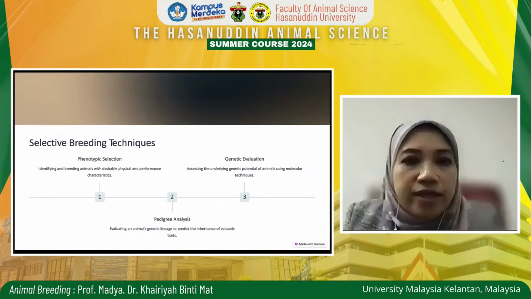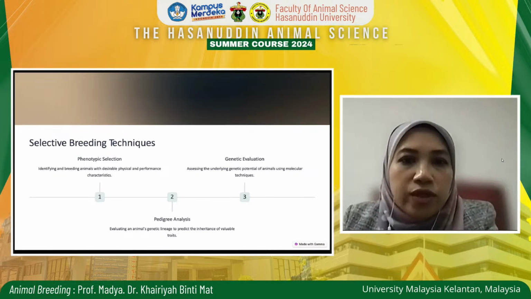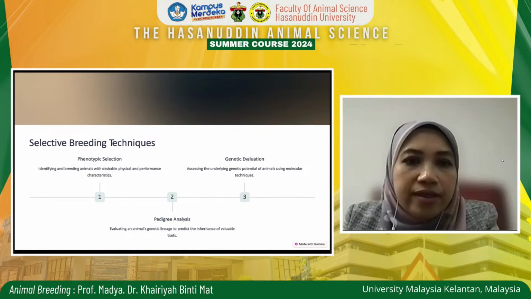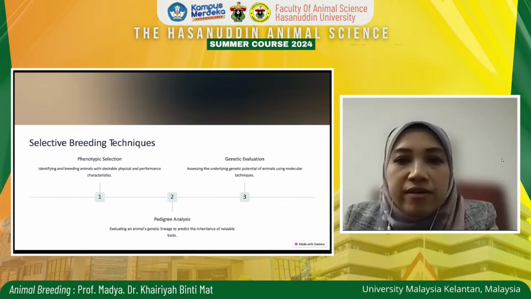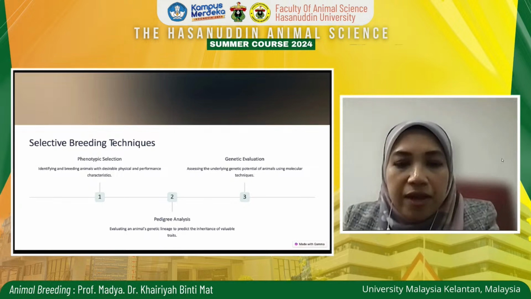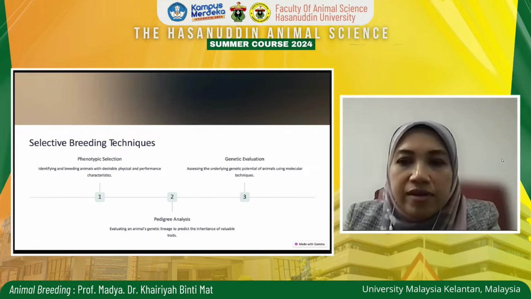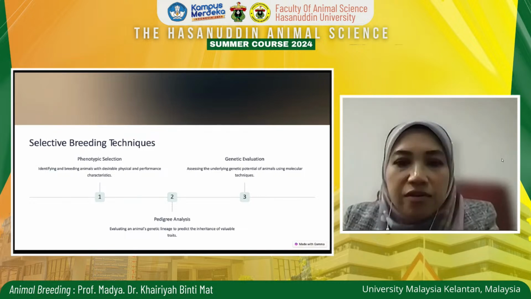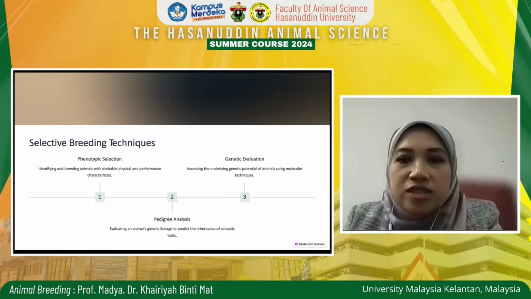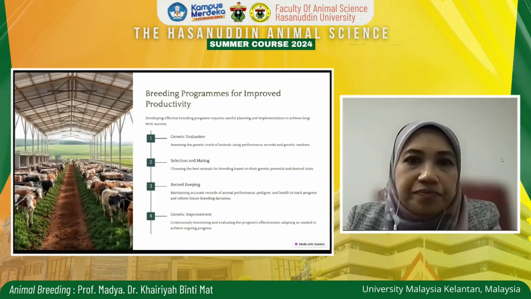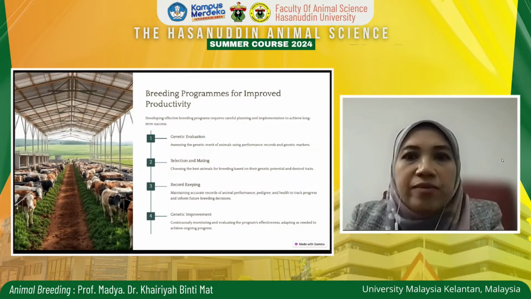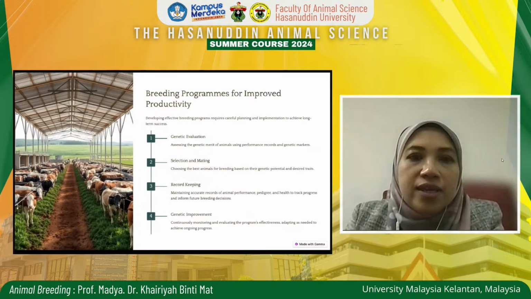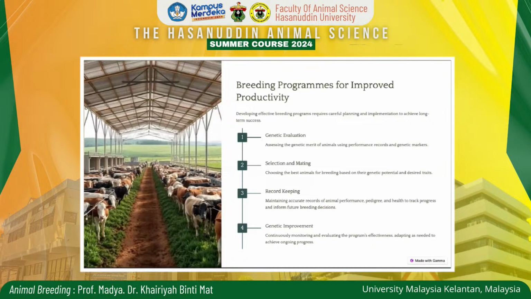Selective breeding techniques involve phenotypic selection, which is identifying the animal based on its desirable characteristics, and then evaluating the pedigree, the parents and ancestors of that particular animal. Genetic evaluation is also important to assess the underlying genetic potential of the animals using molecular techniques. All right, so breeding programs for improved productivity. Developing an effective breeding program requires careful planning and implementation to achieve long-term success.